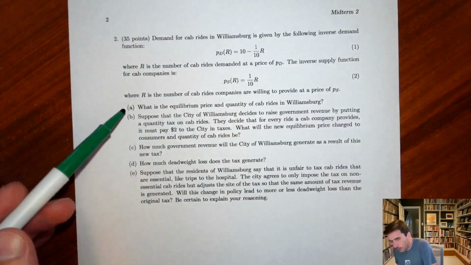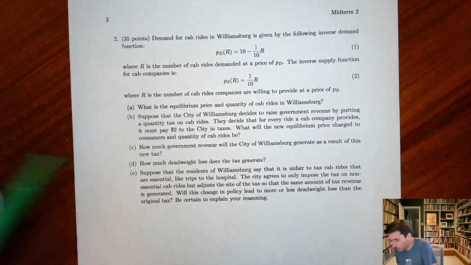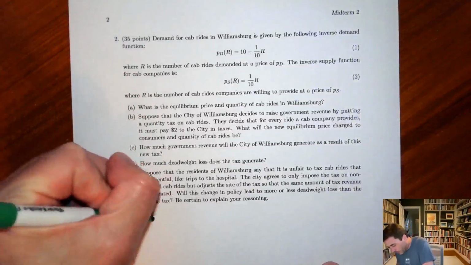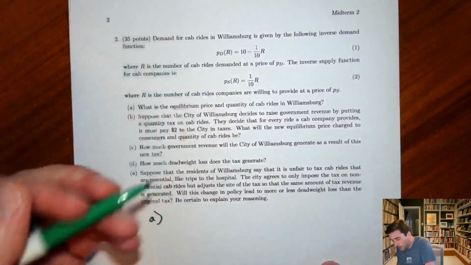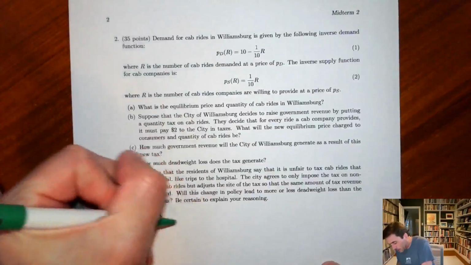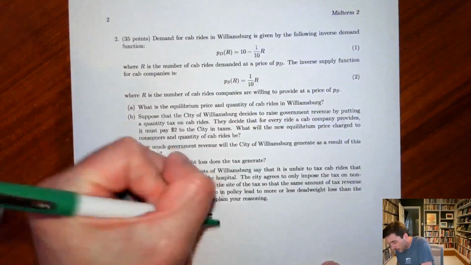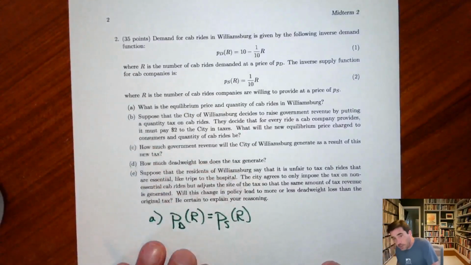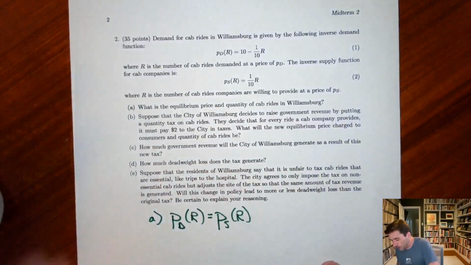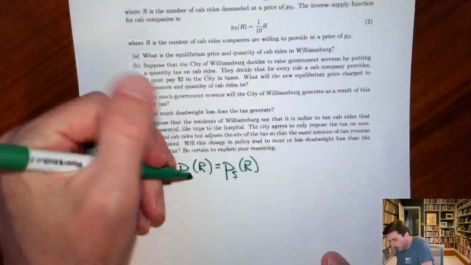So let's go ahead and start with part A then. What is the equilibrium price and quantity of cab rides in Williamsburg? So to get the equilibrium here, since we're given both the inverse demand and inverse supply, we can just set those equal to each other. So I'm going to set P_D of R equal to P_S of R. And when we solve this, it's going to spit out a value of R that's going to be our equilibrium quantity of cab rides. So let's go ahead and do that.